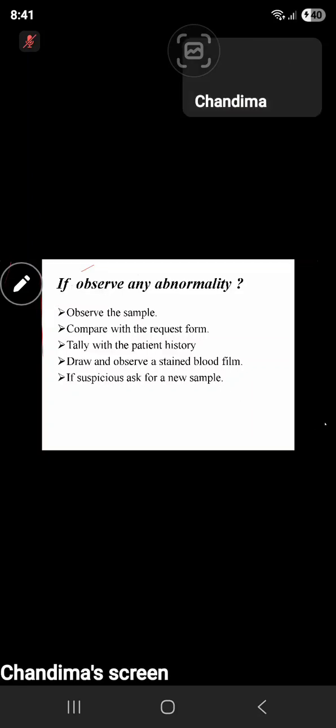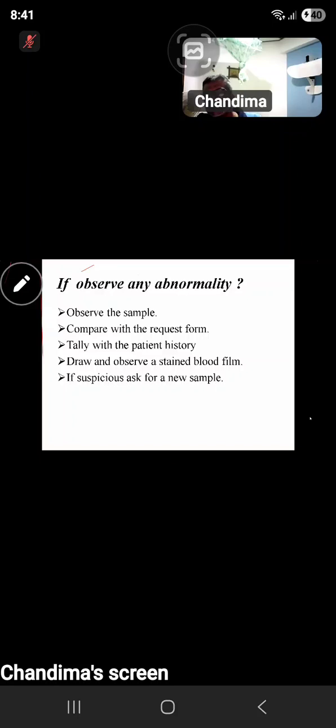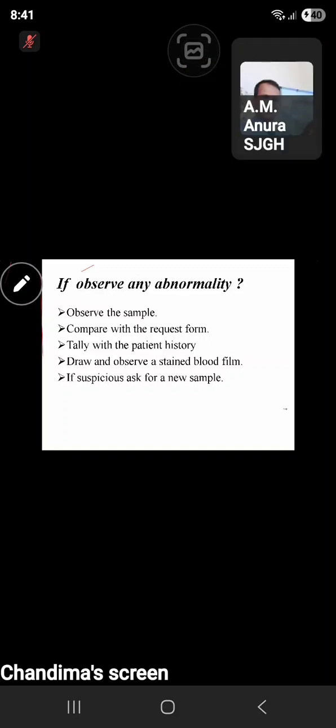Right. Can you explain the importance of absolute count? Which absolute count? Absolute differential count. Right, in the chat box there is an answer. Can you explain the importance of absolute count? I think you are asking about the absolute WBC count. Yes, sir. Right, okay.